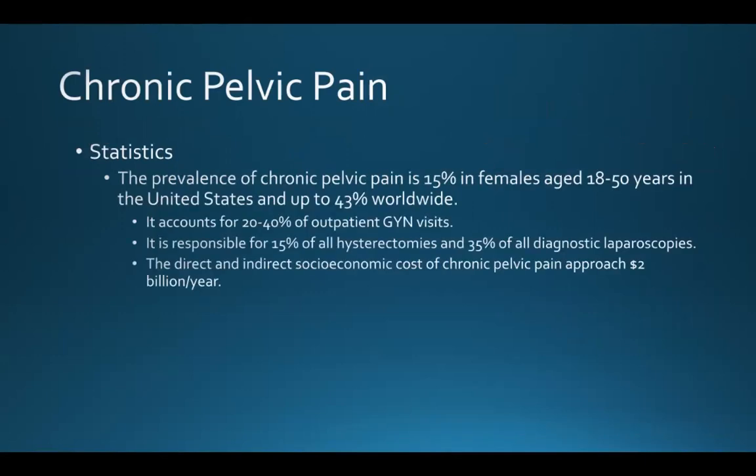The prevalence in the United States is 15% in females aged 18 to 50 years, and it can be up to 43% worldwide. It accounts for 20 to 40% of outpatient GYN visits. It's responsible for 15% of all hysterectomies and 35% of all diagnostic laparoscopies. And the direct and indirect socioeconomic cost of chronic pelvic pain approaches $2 billion per year.